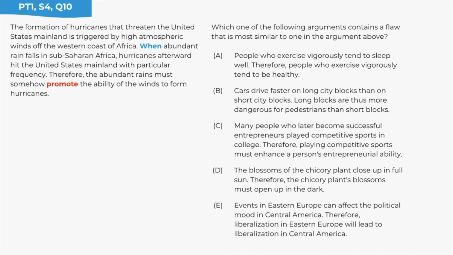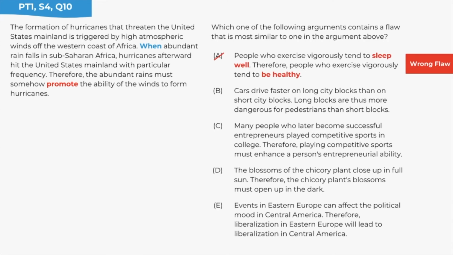So if we look at answer choice A, it says that people who exercise vigorously tend to sleep well. Okay, so there's a correlation between exercising vigorously and sleeping well. Therefore, people who exercise vigorously tend to be healthy. Well, there's a correlation in the conclusion. That's not causal. And then there's a difference between sleeping well and being healthy. So while this is not a good argument, it's not the same flaw that's in the argument above. This is allowing one term to slip into another, saying that if you sleep well, you'll be healthy. This maybe rests on an assumption or it has a term shift, however you want to call it, but it's got the wrong flaw. So let's get rid of that.